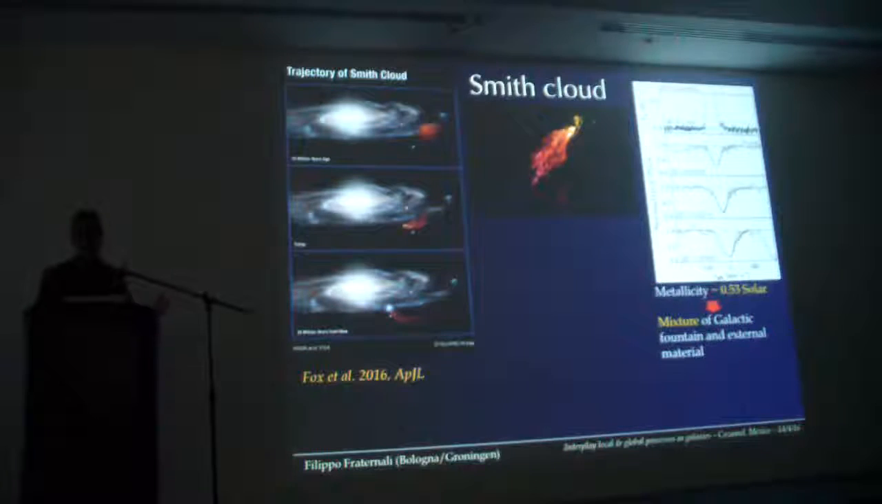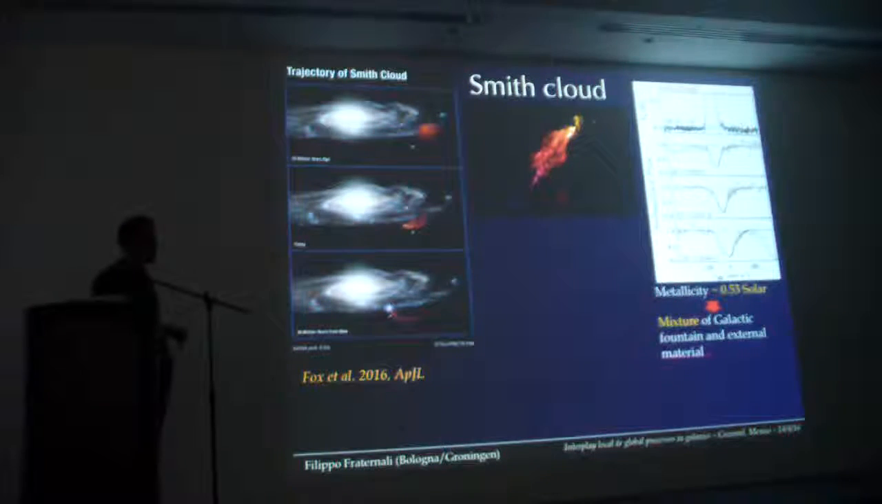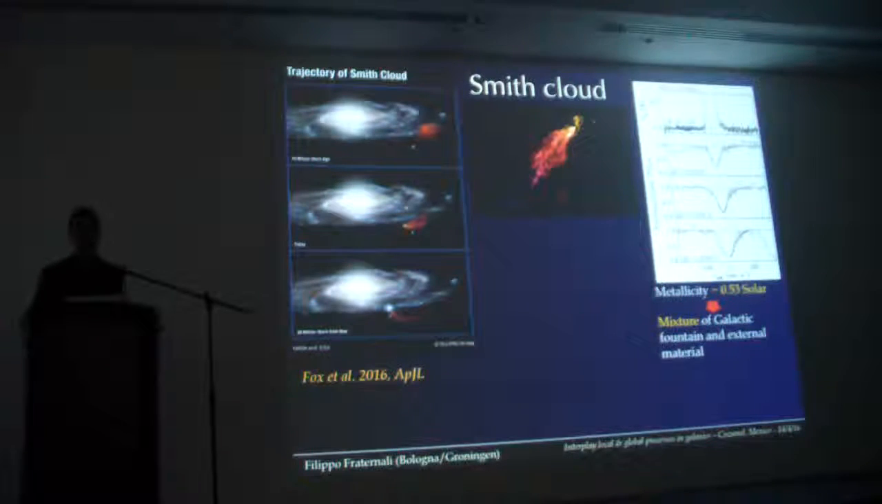This is also well known, and it's been known for many years, and there was no doubt that this was accretion from the IGM. Instead, about a month ago, in an AGC press release, these authors measured the metallicity of the cloud, and they found that it's 50% solar. So it's not pristine accretion. It's most likely, again, a mixture between galactic fountain material and accretion.